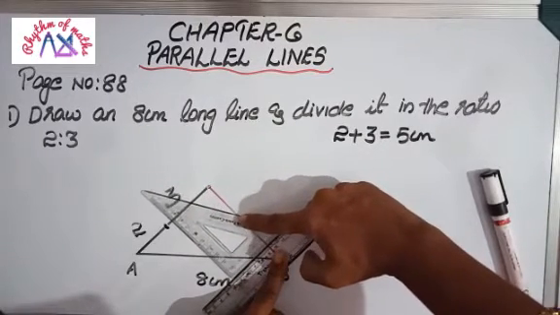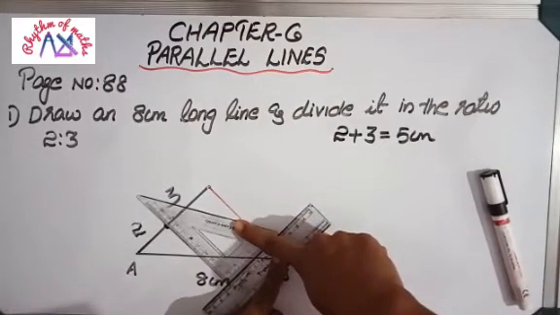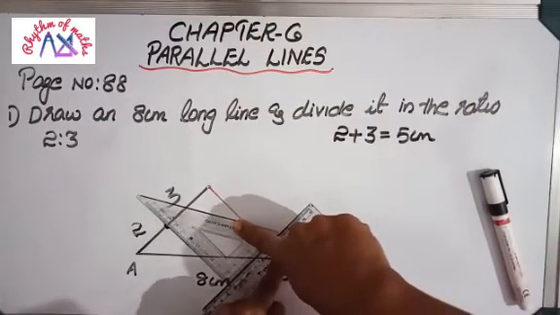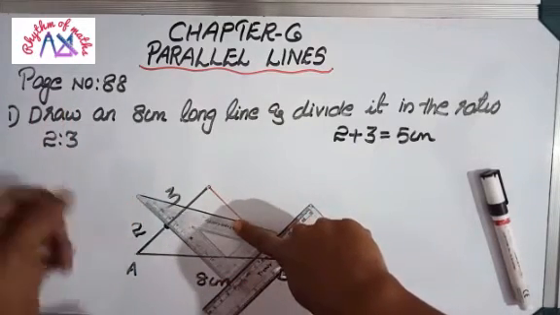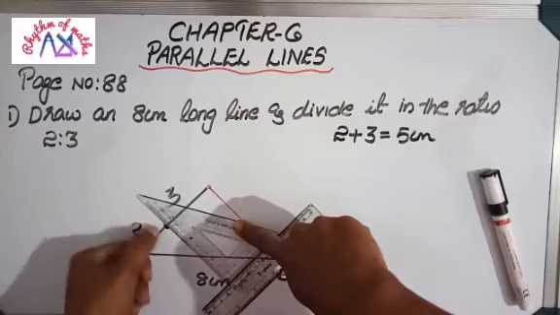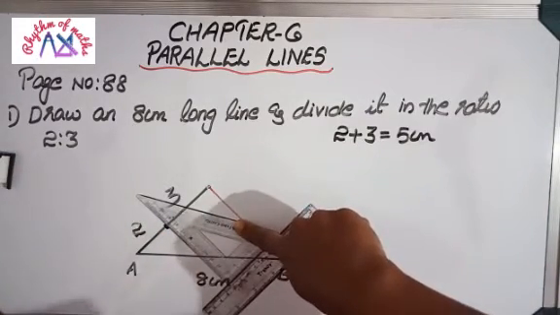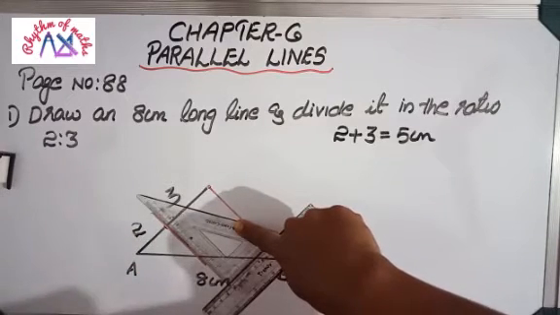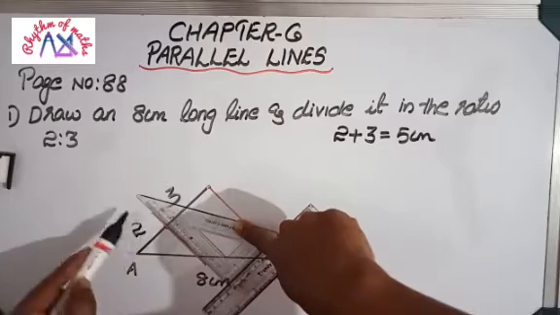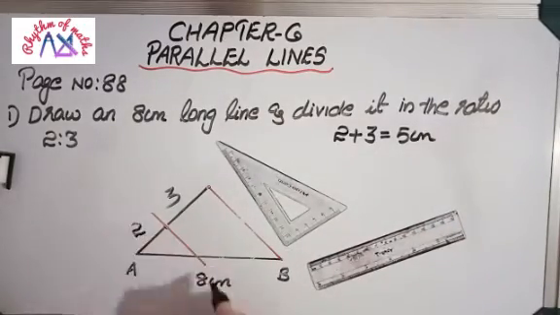Move it up to that 2 centimeter point. When the set square reaches that point, remove the hand from the scale. Now you have got that line. Take your pencil and draw a line along this side. Now you will get a parallel line. This is the method to draw the parallel line.